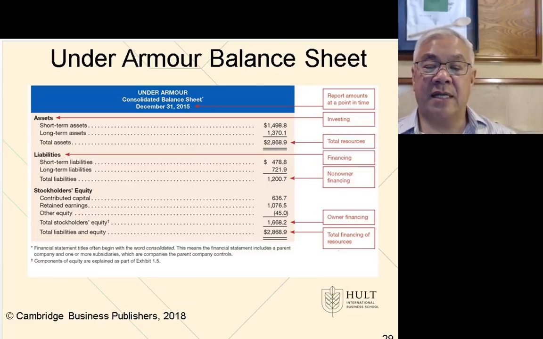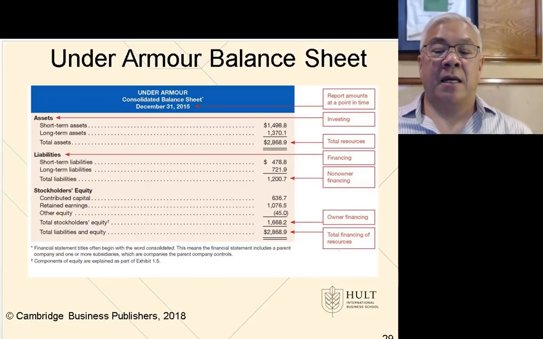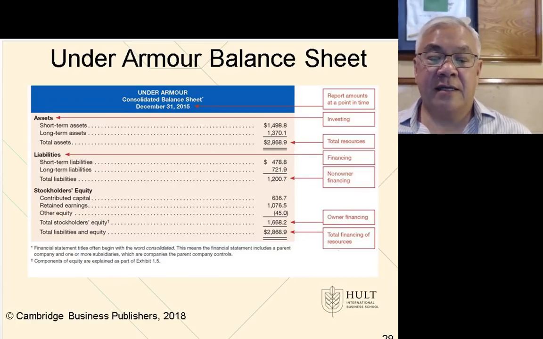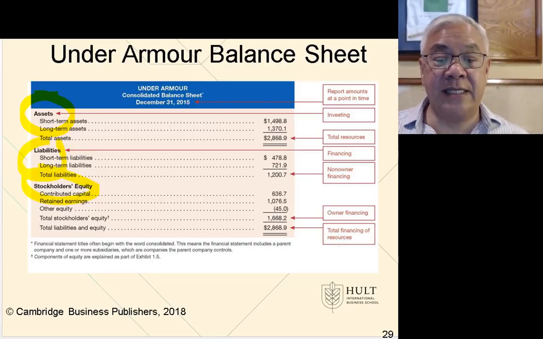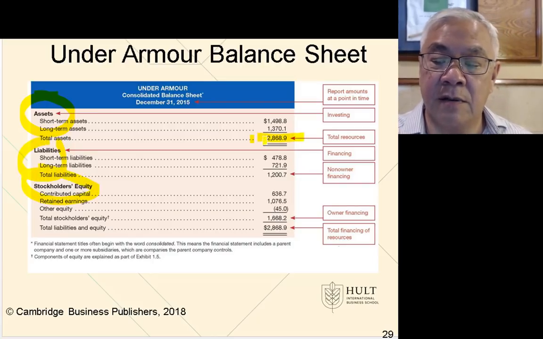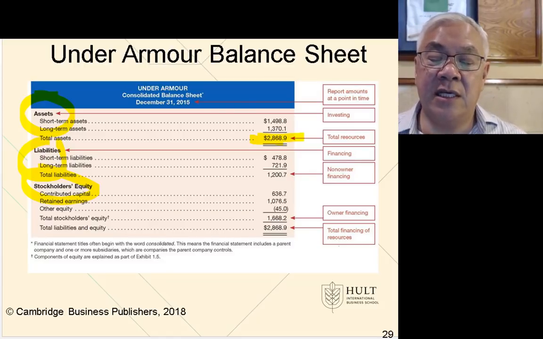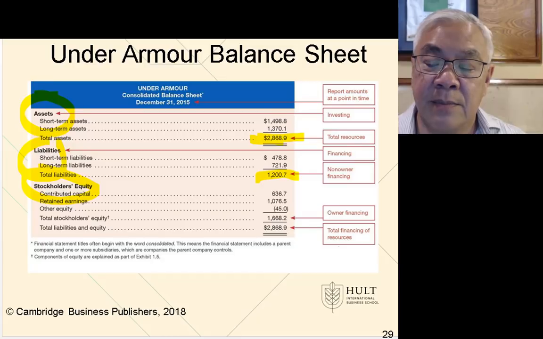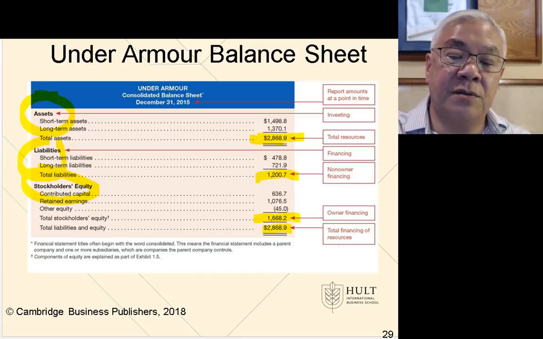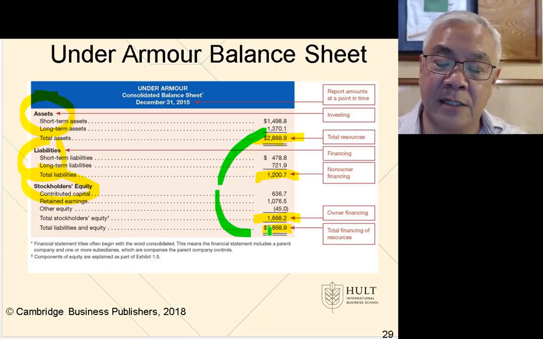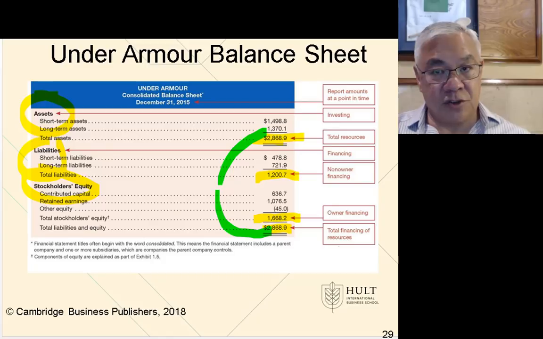Now, Under Armour is an example. You probably know this sporting apparel company. And Under Armour's balance sheet looks like this. We have assets equal to liabilities and equity, right? You'll always see these. So this total here, the $2.9 billion, equals the total liabilities plus the total equity, right? So these two must match on all balance sheets. So a balance sheet is straightforward.